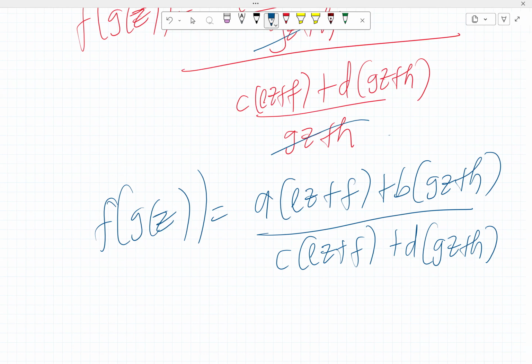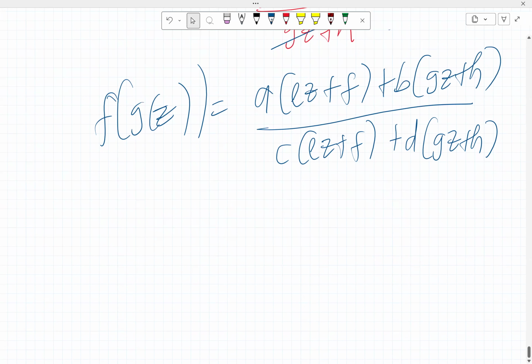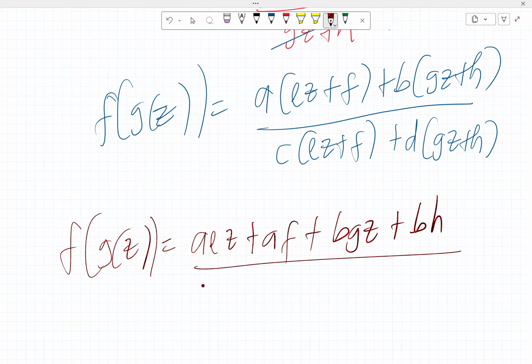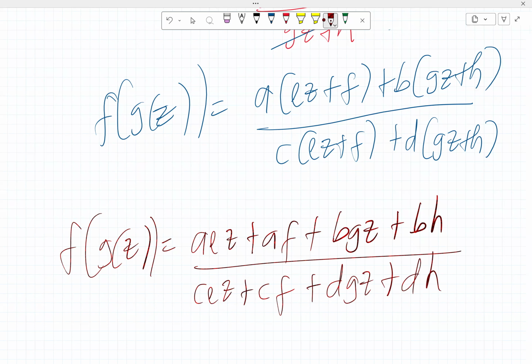So expanding all of this, we have f of G of Z equals AEZ plus AF plus BGZ plus BH. That's at the top there, all over, down here we have CEZ plus CF plus DGZ plus DH. Okay. And what is our goal?